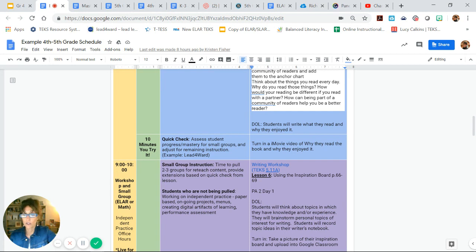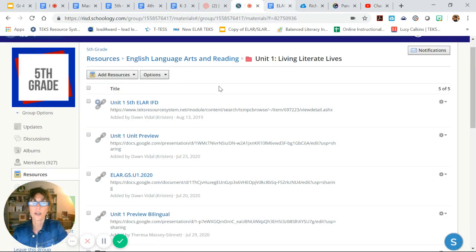And I know she just went through this with you. So you see all the parts. Now, where did she get it? I want to review that again. It's in Schoology. And in Schoology, you go ahead and open up your unit.